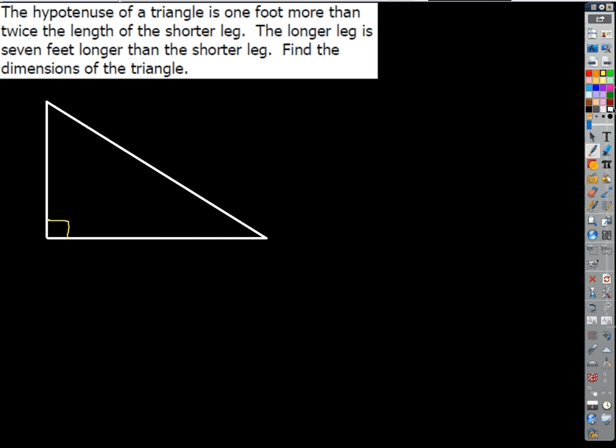Okay, good. Now, that's something you kind of take for granted, but you saw something important there. Notice that both of the other two legs reference the shorter leg, right? We're not given anything specific about the shorter leg. So doesn't that need to be x? So there's x. The longer leg is 7 feet more than the shorter leg, so that's x plus 7. And what's the hypotenuse? 2x plus 1.